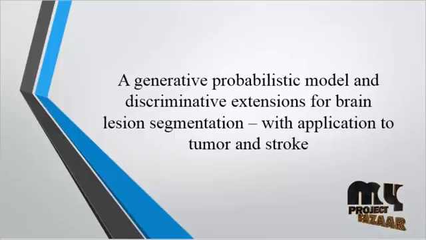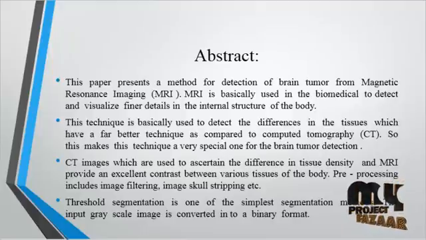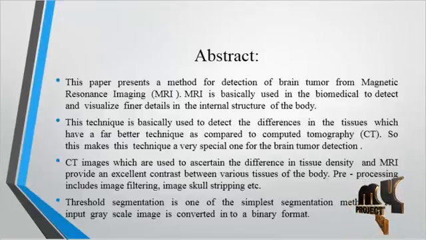A generative probabilistic model and discriminative extensions for brain lesion segmentation with application to tumor and stroke. Now we are going to discuss the abstract for the process. In this paper, we present a method for detection of brain tumor from magnetic resonance imaging, that is the MRI image.